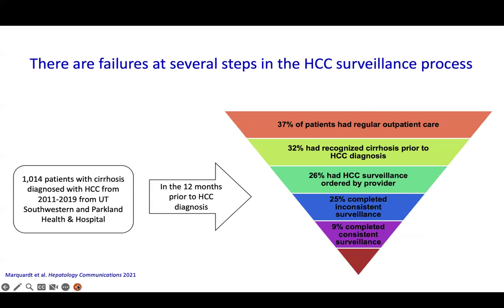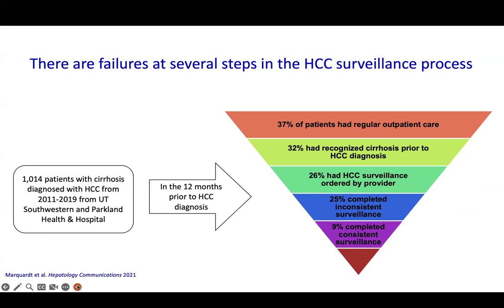We also know, so this is looking at over 1,000 patients with cirrhosis who had liver cancer. When you find things at a symptomatic time point, so when we find cancer not through surveillance, we find it at a time when curative options aren't always available. But in our patients that were found to have liver cancer, only 37% of them had regular outpatient care. So you're not going to find something in a person who's not coming to clinic. Only 32% had cirrhosis recognized.